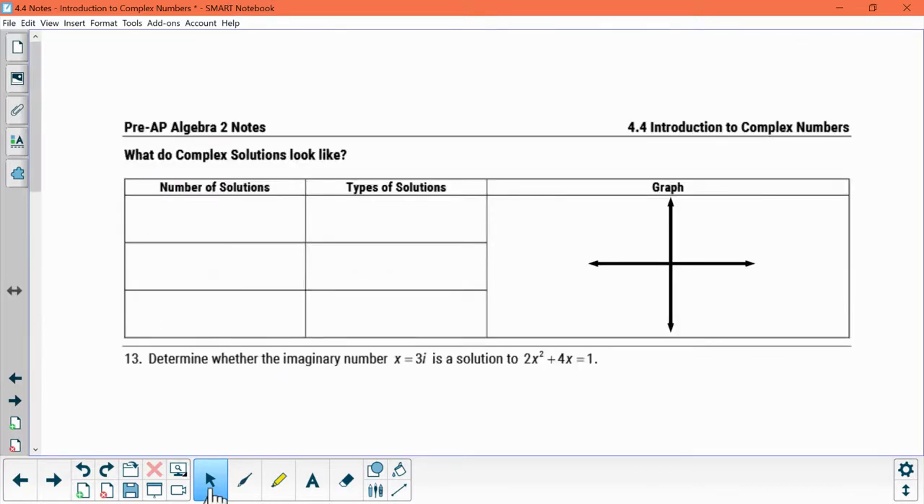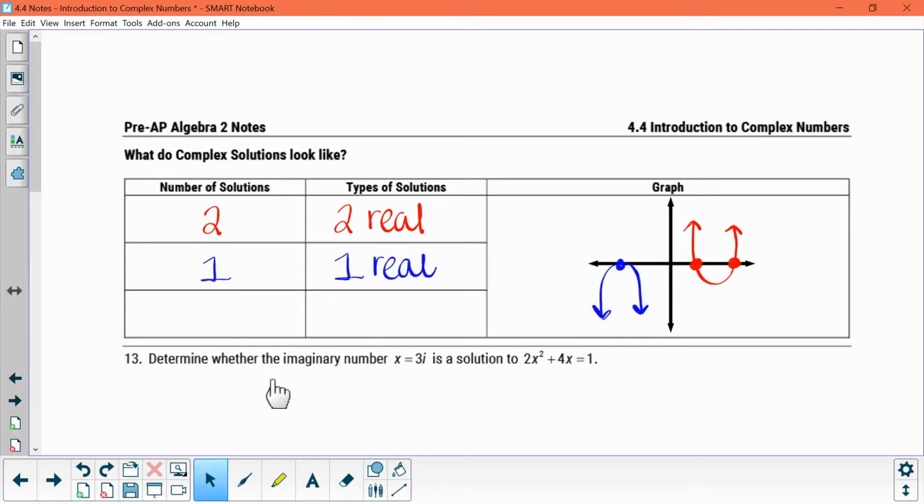So what do complex solutions look like? Well, first let's talk about the most typical case. Mostly you're going to see two solutions that are real, and that is where your quadratic is going to cross the x-axis in two places. Our next real option is going to be one real solution where we touch the x-axis and bounce off of it. This is our double root. It could be concave down, it could be concave up, but you are only touching the x-axis in one place.